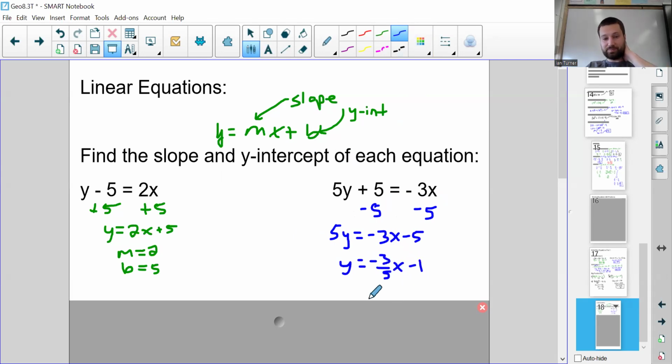So in this case, our slope is negative 3/5, sorry, and our y-intercept is negative 1. So really easy on those first 6 problems you got there. You're just converting it over to slope-intercept, and then listing out the slope and the y-intercept.